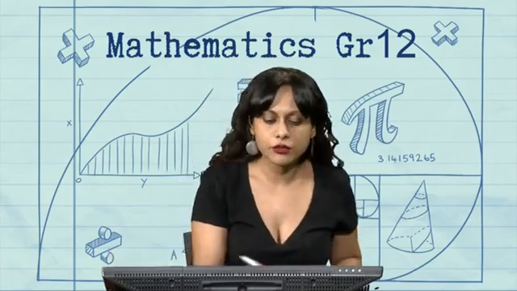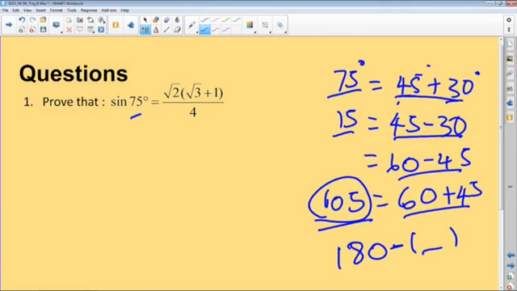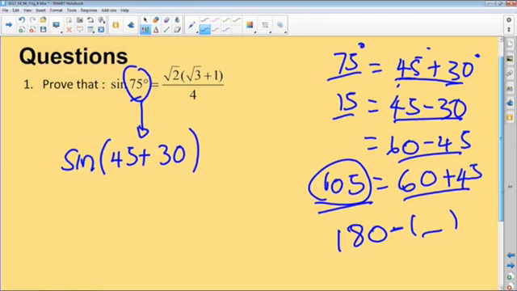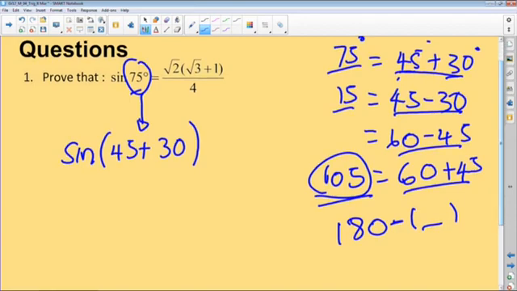Okay, so how do we do this one? I'm going to rewrite 75 degrees as a compound angle. Compound meaning the sum of two things in this case. So 75 is the same as 45 plus 30. Okay, so I've taken 75, I've rewritten it in that bracket. I now then need to think back and call up my formula for sine of alpha plus beta.